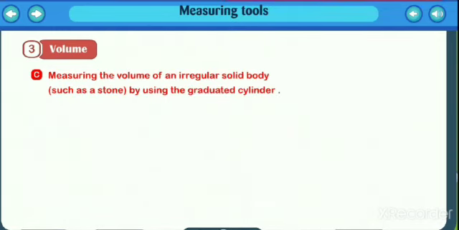The third point, measuring the volume of an irregular solid body such as a stone by using the graduated cylinder. When we use a graduated cylinder to measure an irregular solid body such as a stone, the level of the surface of the water rises up. This increase means the volume of the irregular solid body.